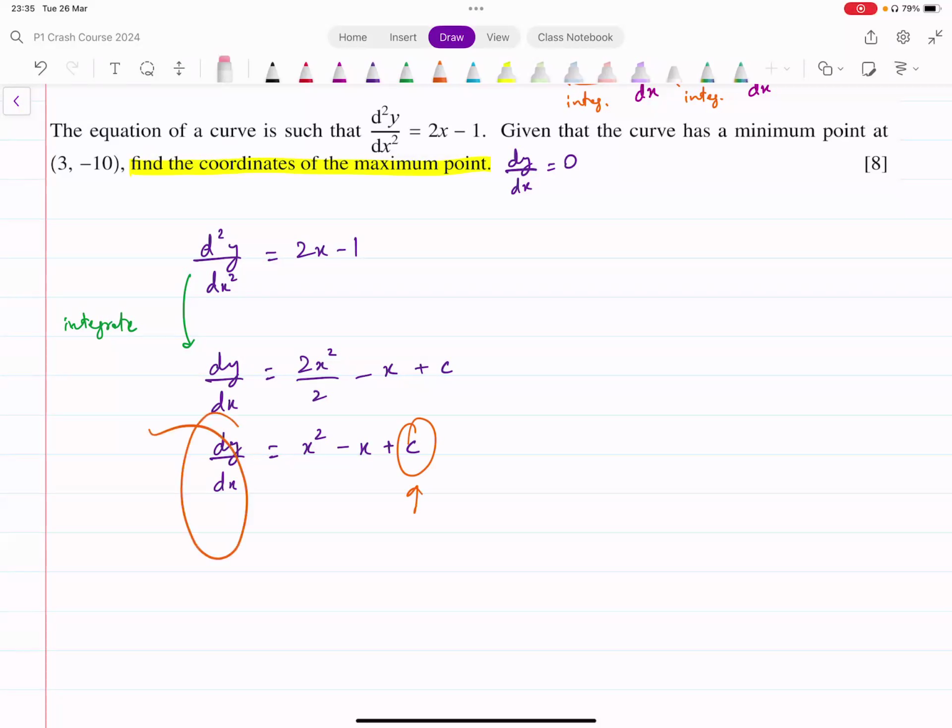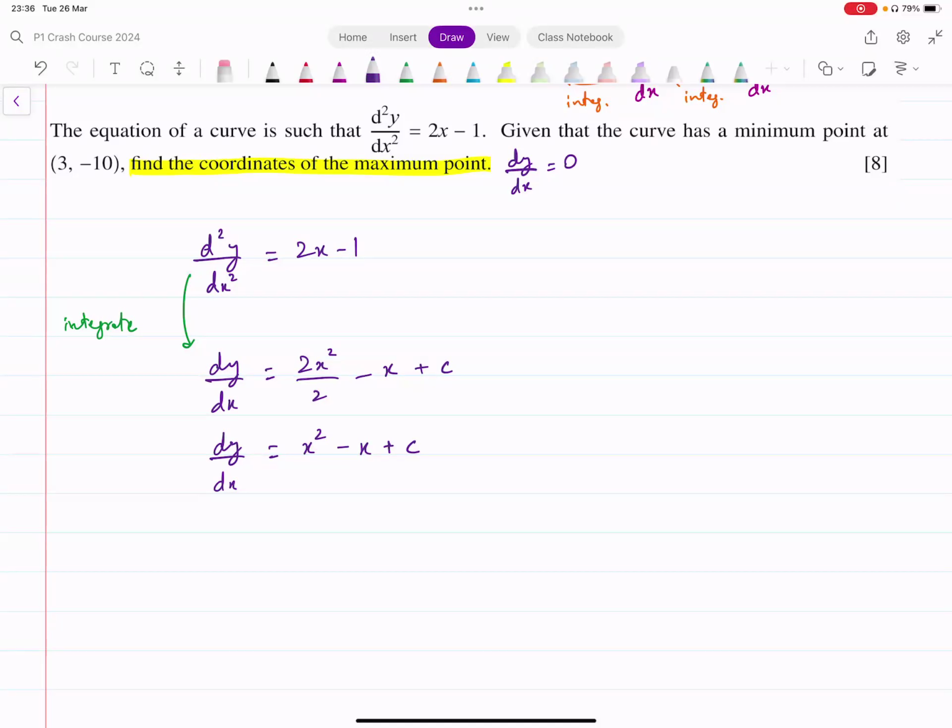This is dy over dx. This is not a curve, and this is also not giving you the y-intercept of the curve. It's the minimum point of the curve. It's not the y-intercept of the curve. It's just the y coordinate of one particular point on the curve. We can't just assume that the value of c is negative 10.